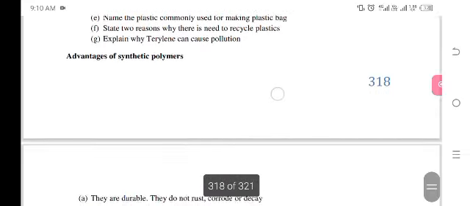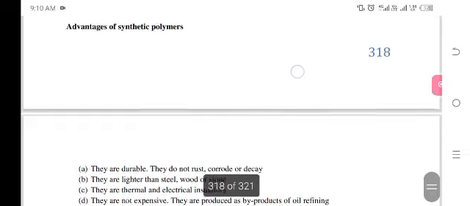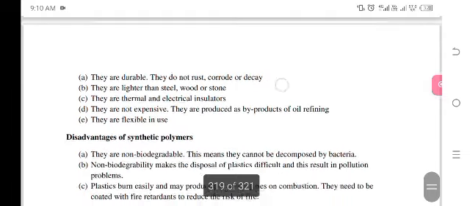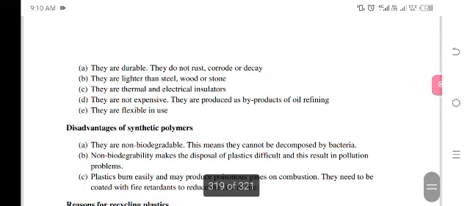What are advantages of synthetic polymers? They are durable, they are non-corrosive, they are lighter than steel, they are thermal and electrical insulators, like PVC, or not really PVC, propene. Propene is used as an insulator. They are not expensive and they are very flexible to use.